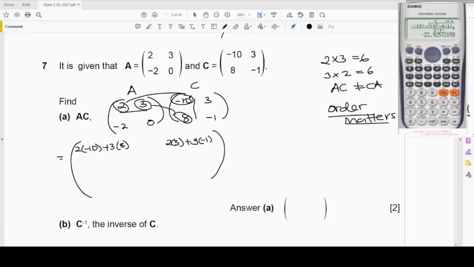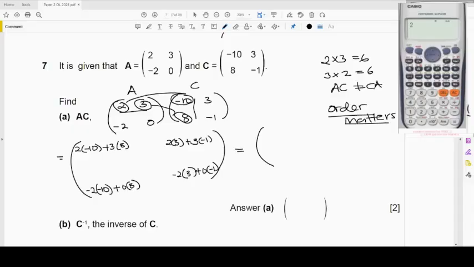And then second row, first column will go over here where we have a second row, first column. So that's negative 2 times negative 10, and then 0 times 8. And then negative 2 times 3, and then add that to 0 times negative 1. So with our first one, we can use our calculator, but of course, good to practice doing some of these sums without a calculator.